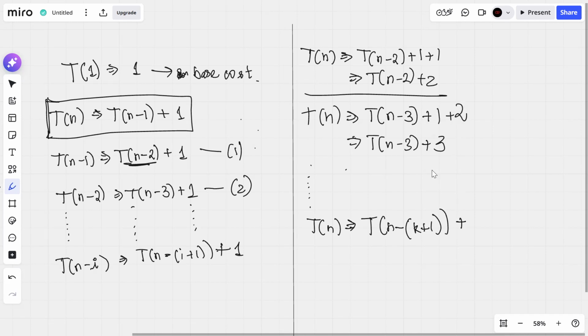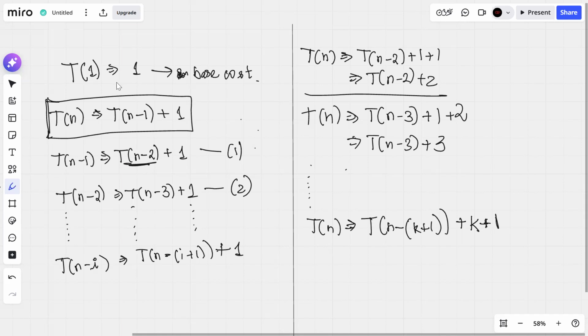When I add all these 1s k times, it will become k. So just see, when I have 1 here, I have 2 here, I have 3 here. So for k, I'll have k plus 1 plus 1 from this original equation. All right, so we have got our final equation.